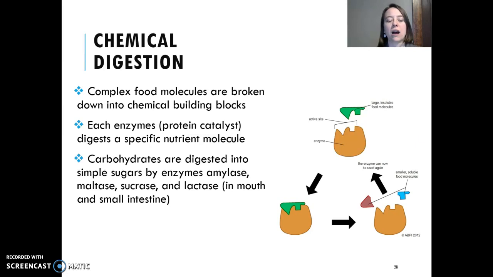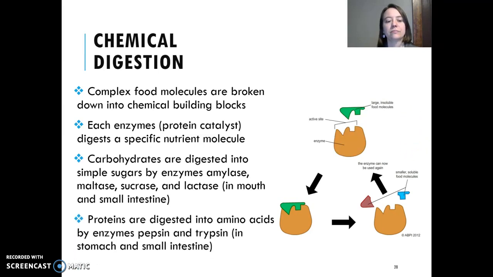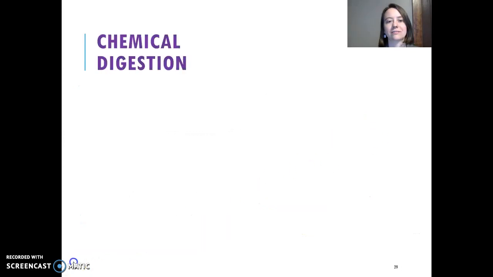So if you remember from biology, we had a lab with the enzyme lactase, and we were trying to break down lactose. And we did that with the balloons and the test tubes and the yeast, and see what you can remember about that experiment. So another biological molecule, proteins, they are digested into amino acids by enzymes pepsin and trypsin, and this happens in the stomach and also in the small intestine.